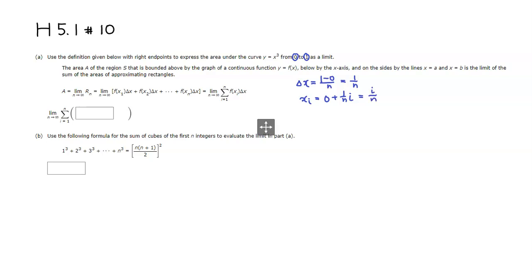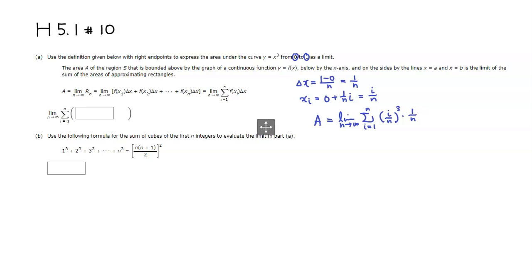Alright, we have that. So we can write the area A as the limit as n approaches infinity of a summation, i goes from 1 to n, of f of x i. f is x cubed, so it's x i, which is i over n, cubed, multiplied by delta x. Delta x is 1 over n. So we need to evaluate this.